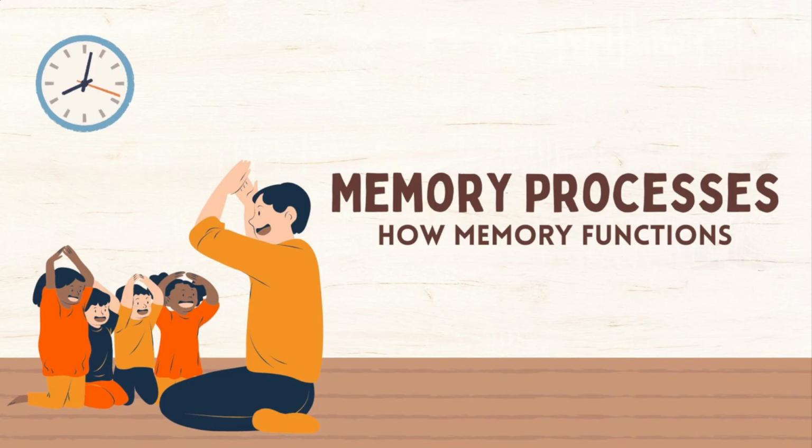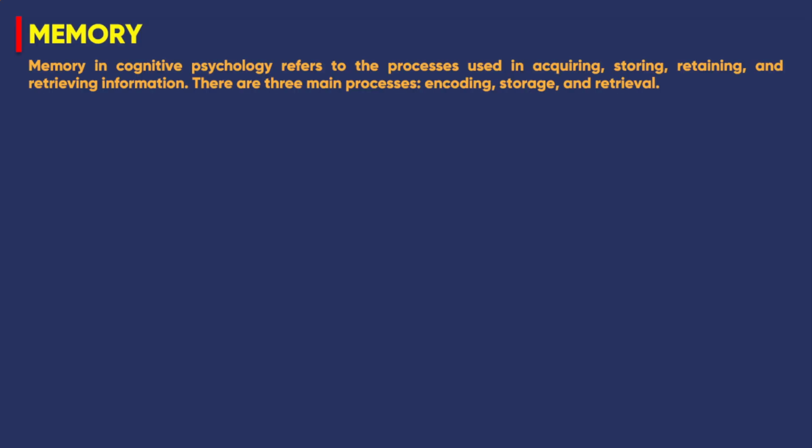In this video, I am going to discuss memory processes and how memory functions. Memory in cognitive psychology refers to the process used in acquiring, storing, retaining and retrieving information. There are three main processes, that is encoding, storage and retrieval.